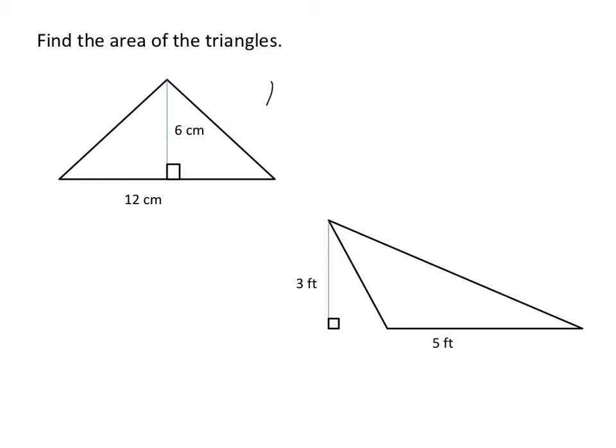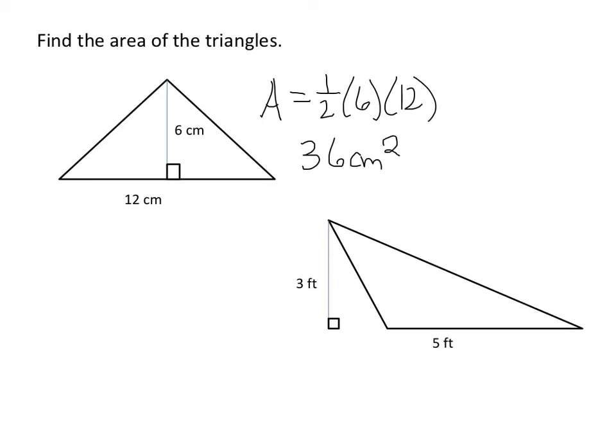So for this first one, our area is going to equal 1/2 times 6 times 12. 1/2 of 6 is 3, 3 times 12 is 36, so it's going to be 36 centimeters, and even though it's a triangle, it's still going to be centimeters squared. Why don't you go ahead and pause the video and try the next one on your own.